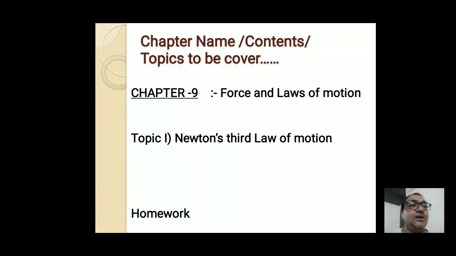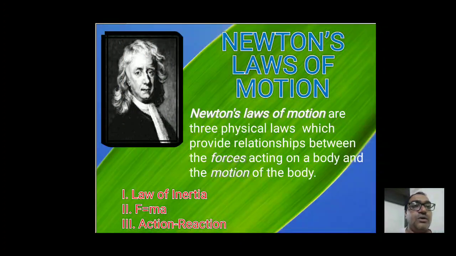So students, we have learned Newton's first law of motion, then second law of motion, and today we are going to learn about Newton's third law of motion. So students, let's just understand what we have learned and what these Newton's three laws are. Newton's laws of motion are three physical laws which provide a relationship between the forces acting on an object and the motion of the body. It means that all these three laws give us a relationship between the forces acting on an object and the motion of the body.